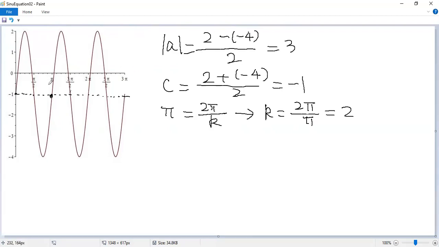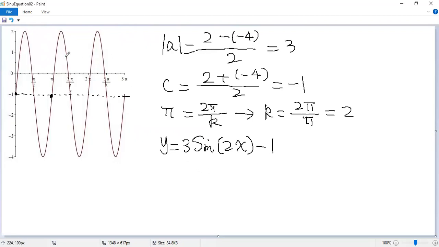Now let's look at the phase shift. It starts from the midline and goes up. It has the same pattern as sine. So if we use sine, there's no phase shift and a is positive. So we know the equation is y equals a, which is 3, sine of k, which is 2, times x minus d, which is 0, plus c, which is -1.